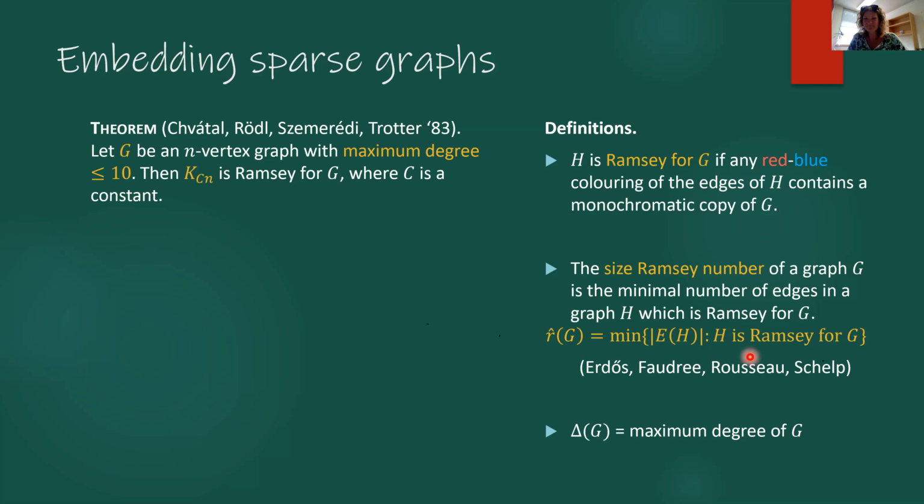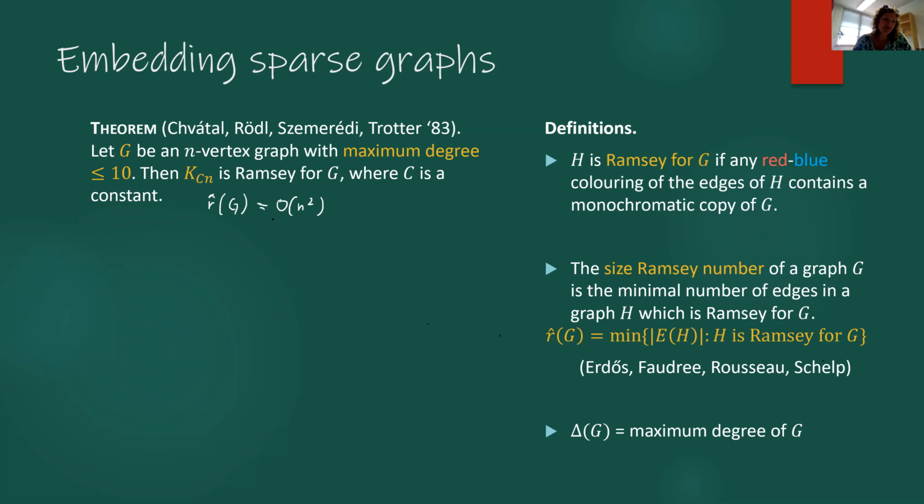And they defined the size Ramsey number as the minimal number of edges in a graph H, which is Ramsey for G. So I'll repeat that. You take all graphs H which are Ramsey for G, and then you take the minimal number of edges, and that's your size Ramsey number. So this statement implies that the size Ramsey number of your graph is at most quadratic in n, because this complete graph has order of n squared edges.